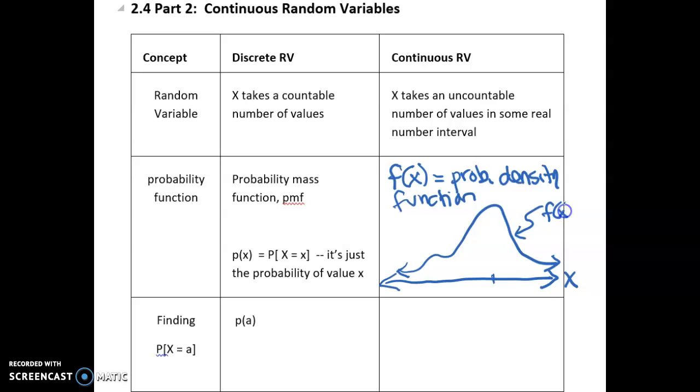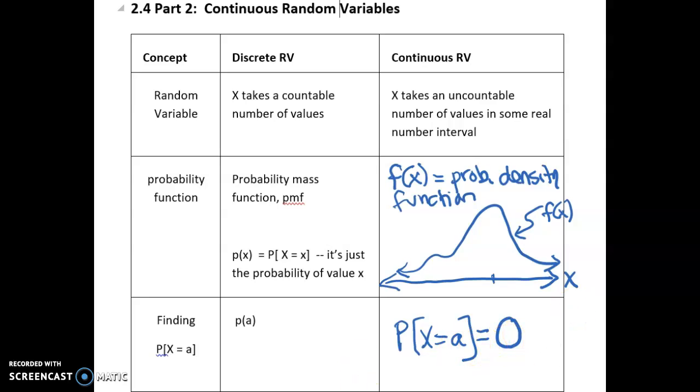The problem is that at any single point, you can't find the probability using that function, because it's continuous. So in the very next row of this table, you'll see finding the probability that x equals a. Let's write this down. How do you find the probability that x equals a? How do you find the probability that someone weighs exactly 160 pounds? Well, you don't. That's impossible, really. So the probability of a single point is 0.